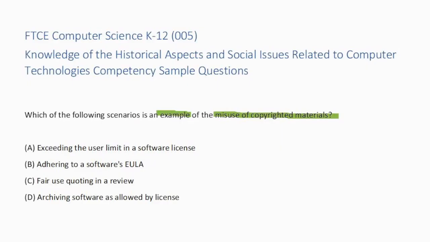Well, this scenario represents a violation of the software's license agreement, which typically specifies the number of installations or users allowed. Installing the software on more systems or for more users than the license permits is a form of piracy and intellectual property misuse. Answer choices B, C, and D are all in compliance of using copyrighted materials and are the correct use of a user agreement. Therefore, the only answer choice that is a misuse is answer choice A, exceeding the user limit in a software license.